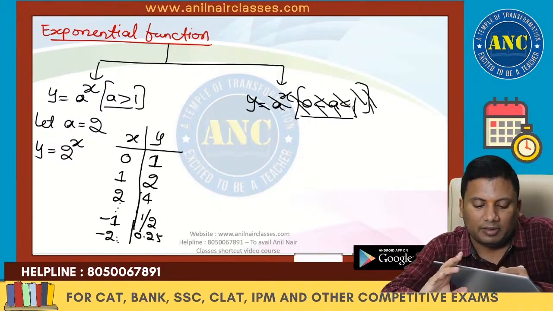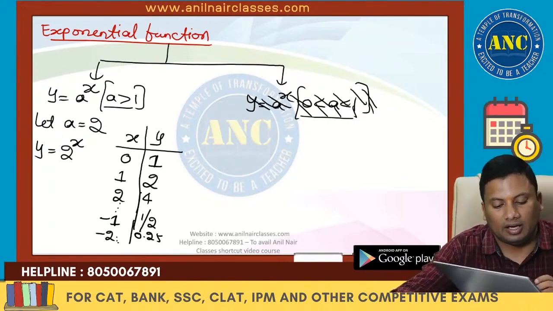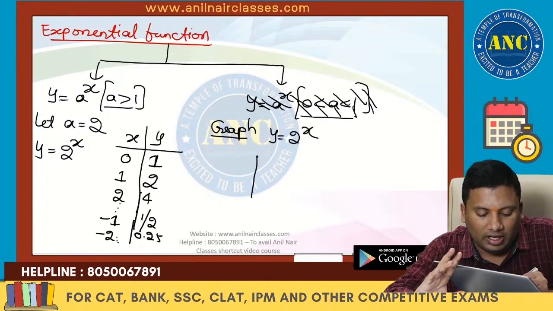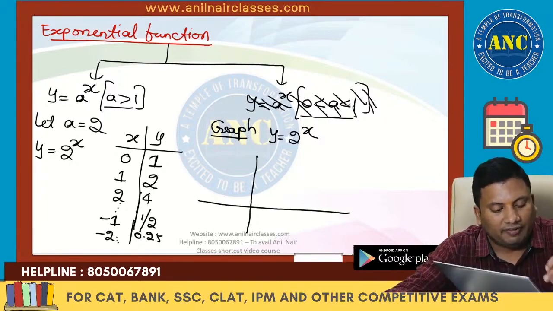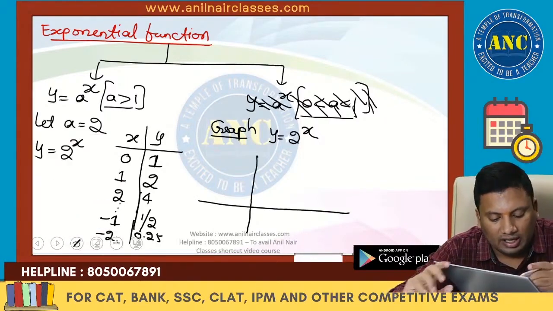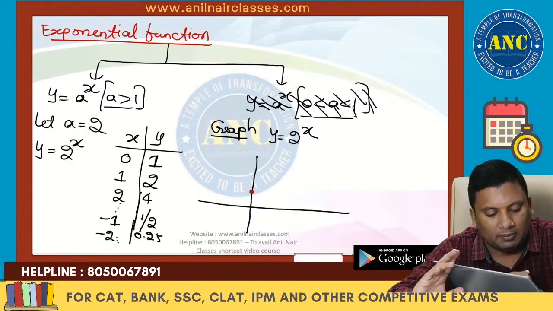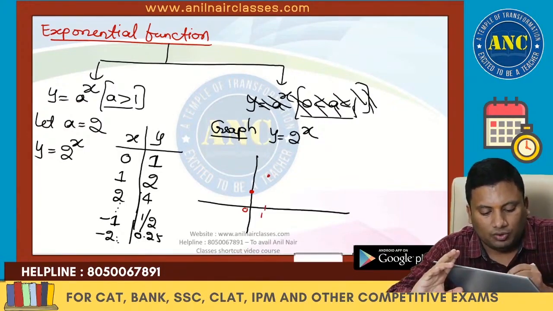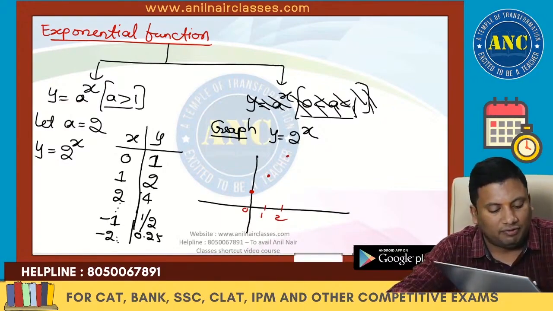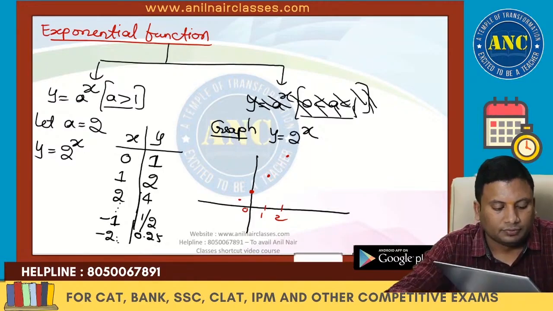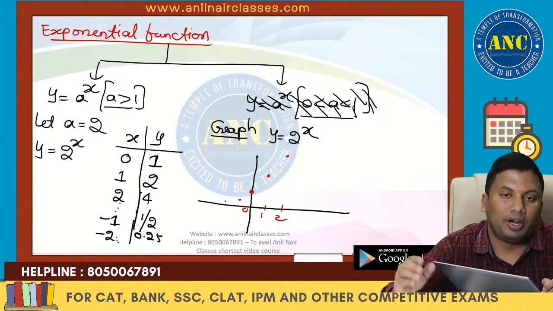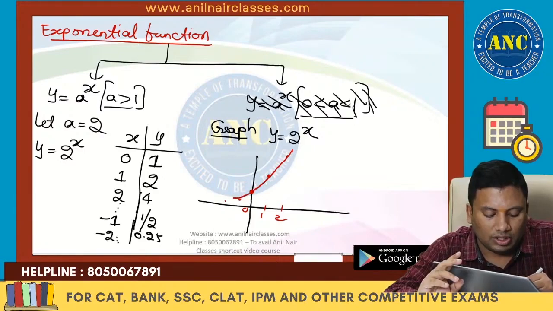We will park this for some time. First, let a equivalent to 2, and let me see the graph. What is happening to this graph? y equivalent to 2 power x. Listen carefully, sir. If x is 0, y is 1. If x is 1, y will be 2. If x is 2, y will be 4. If x is minus 1, it is 1 by 2. At minus 2, it is 0.25. So 0.5, 0.25, it is coming closer to 0.